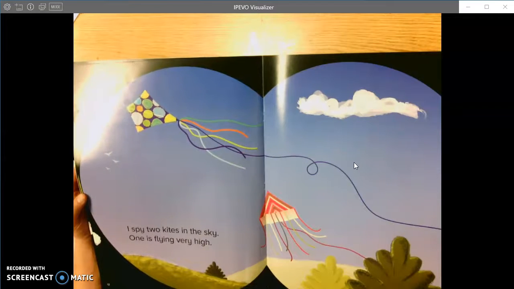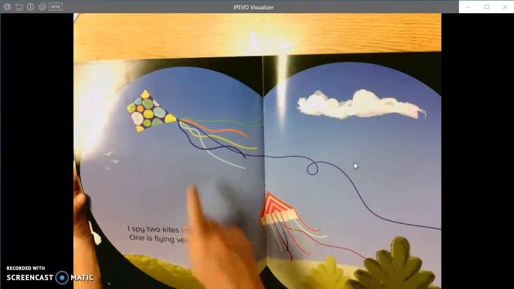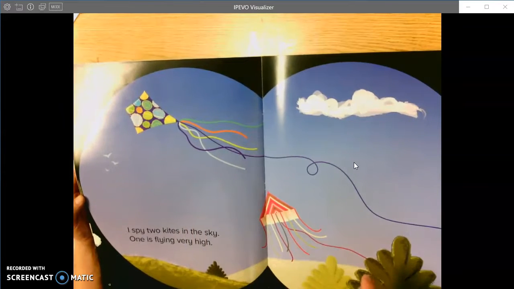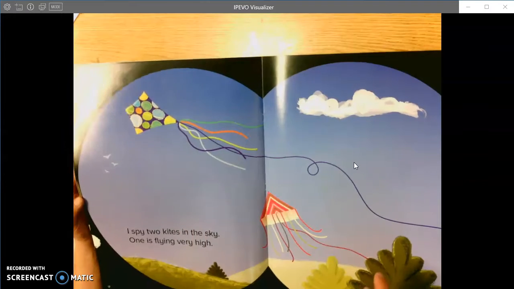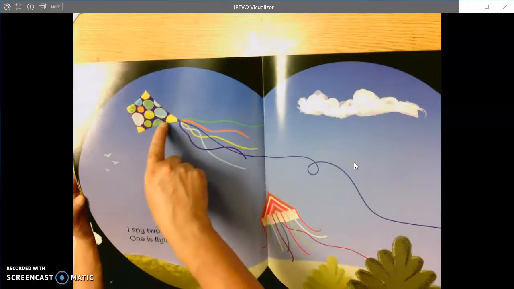I spy two kites in the sky. One is flying very high. So they're both in the sky, and they're both high, but which one is very high? That's right, this one is very high.